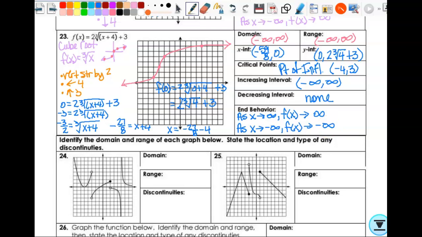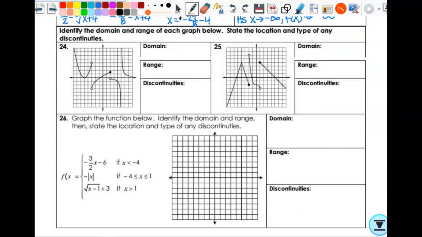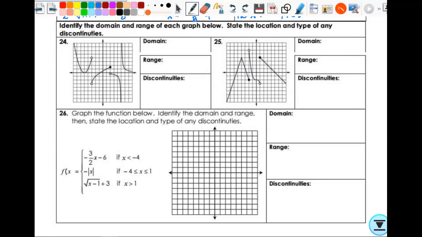All right. Almost there. Okay, so I've got to identify the domain and range of each graph below and state the location and type of any discontinuities. So here, for my domain, I start at negative infinity and go along until I get to negative 3. At negative 3, I have a jump discontinuity, but it's also missing a point, so I don't have an x value at negative 3 and don't get to include it. But then I start back over on the other side of negative 3, and I keep going.